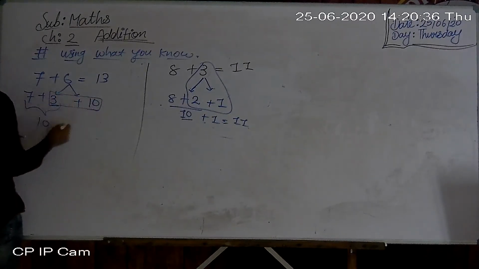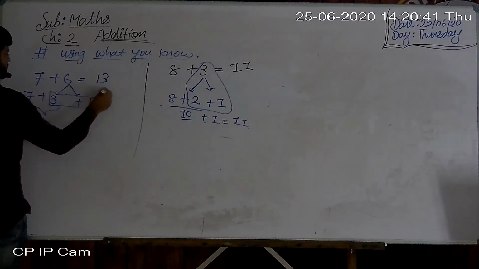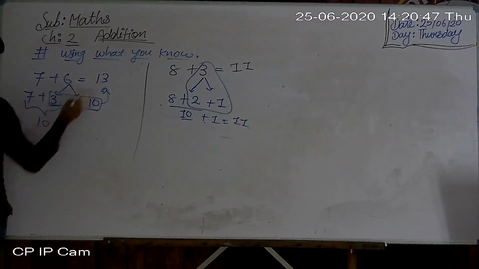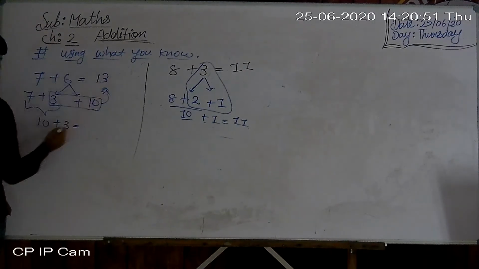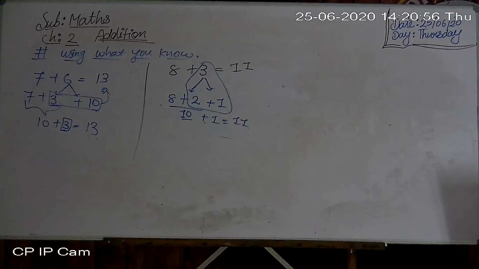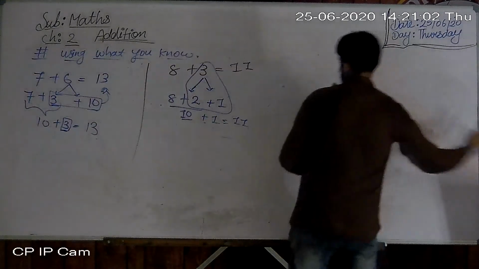This number, okay, so it makes a 10. Then 10 plus how many? We need to make our answer 3. Okay, so 13. Understood, all students?